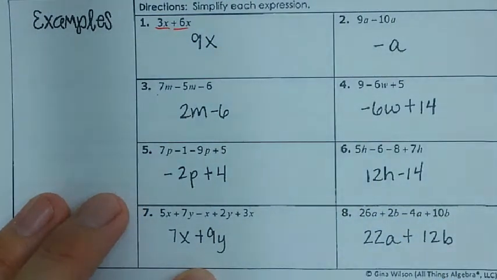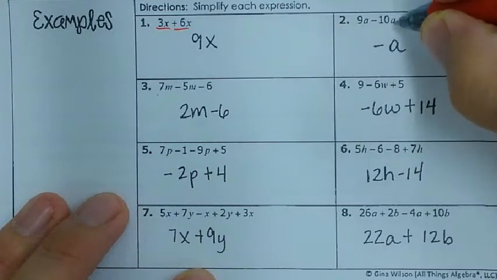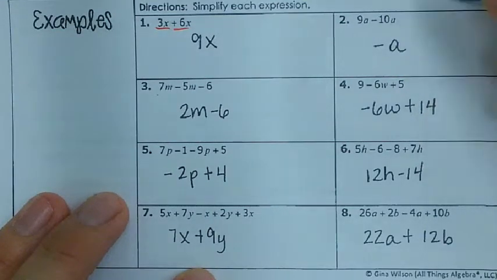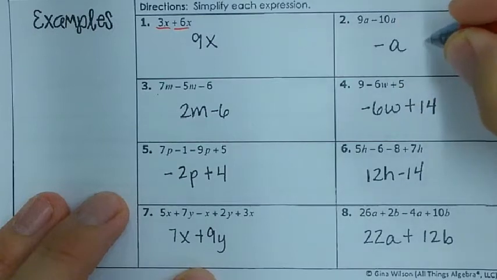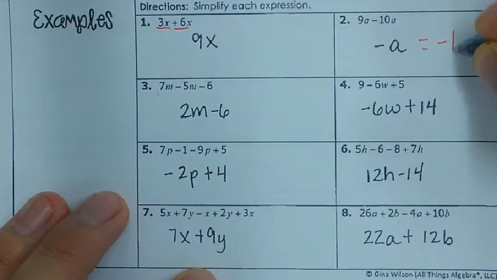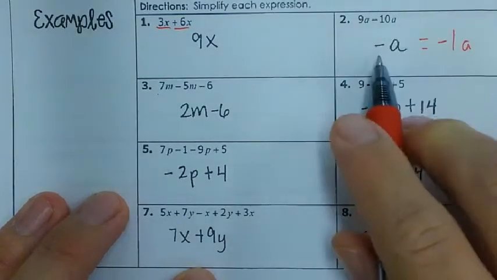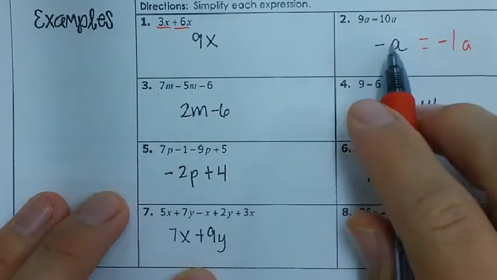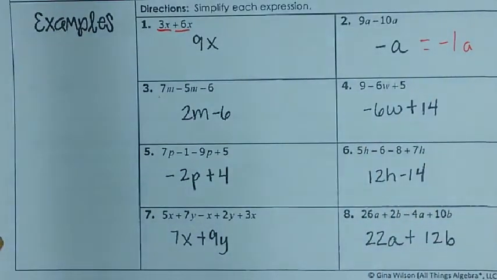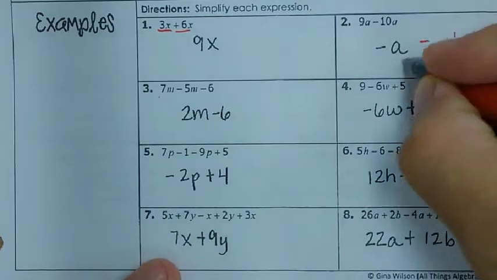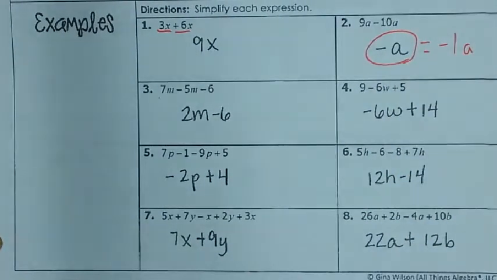Here we have 9a minus 10a. Well, what's 9 minus 10? Negative 1. If you notice, they don't put the 1 there. There's an understood 1 whenever you have this. Just like if you have 1a, you wouldn't put 1a, you would just put a. So that's how you would write it. Why is it a negative 1?